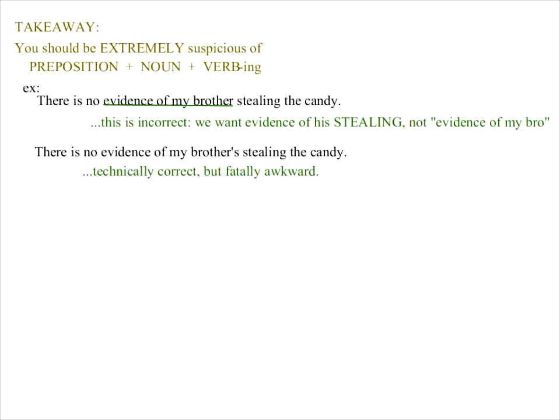But I mean, this is the way you have to do this. So the deal is that if the verb-ing is the object of the preposition, then this construction is wrong. So if the action is the intended object of the preposition, then this construction is incorrect. Let me fix that object over there.